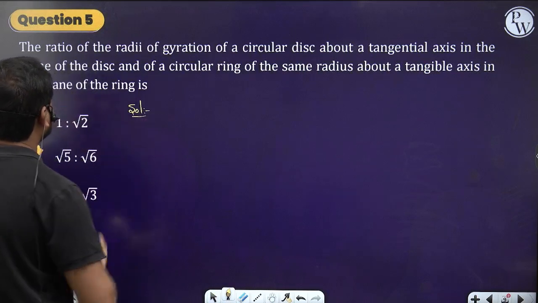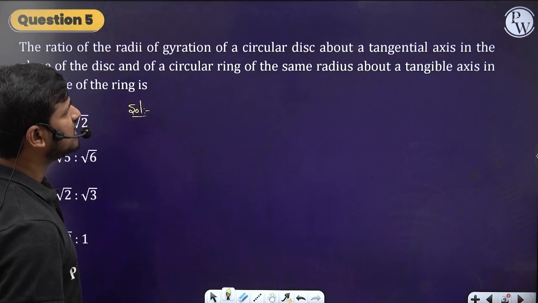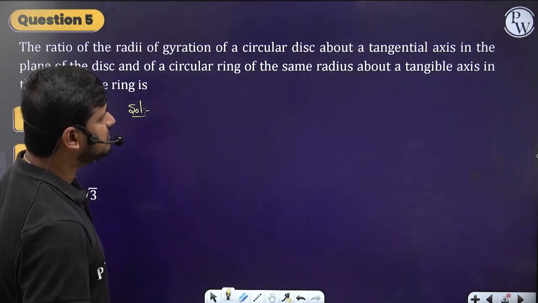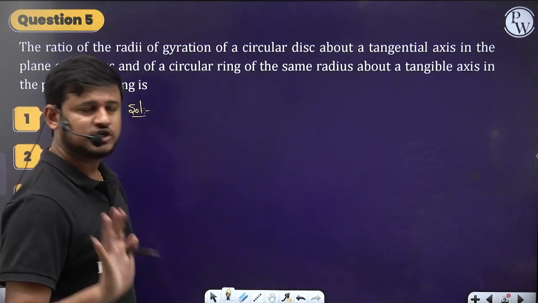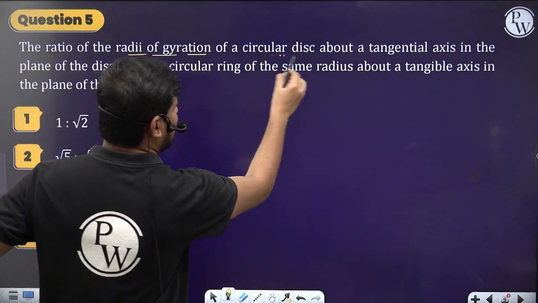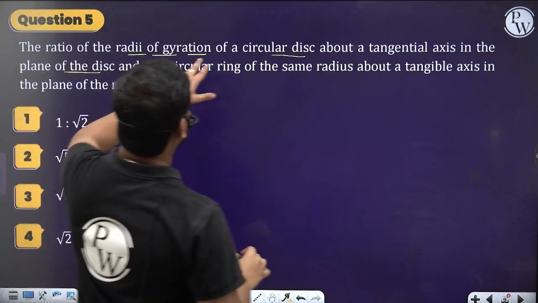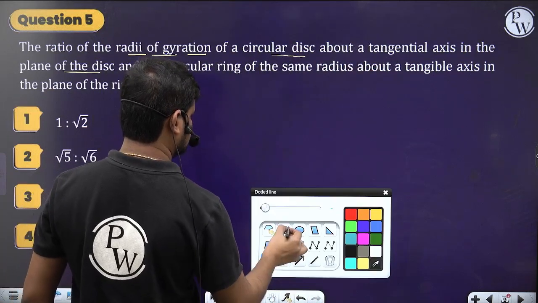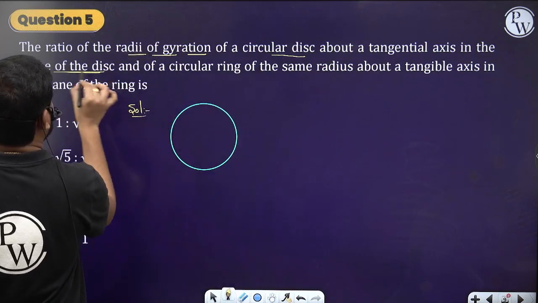What does the question say? The ratio of the radii of gyration of a circular disc about a tangential axis in the plane of the disc and of a circular ring of the same radius about a tangential axis in the plane of the ring. Try to understand the given question. First let's take the circular disc. In the plane of the disc means about its diametrical axis.